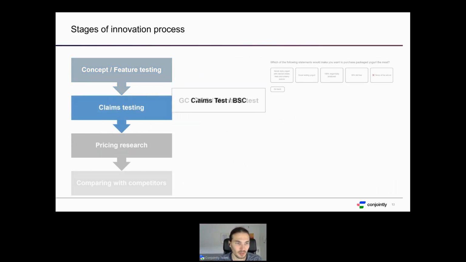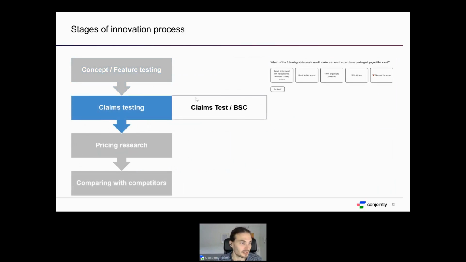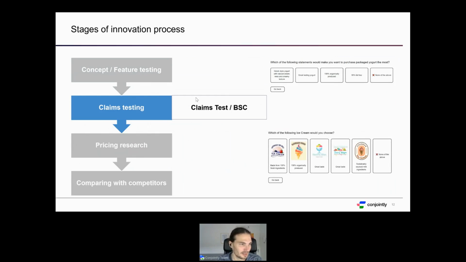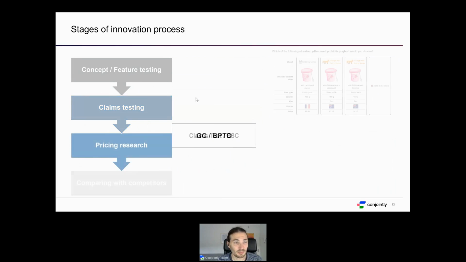Claims testing, figuring out what claims work best. That's typically done with a claims test, which looks like this. Very similar to a conjoint design, slightly different mathematics. So here you can see which of the statements would make you buy something the most. You can also add a brand to this, and then it becomes a brand-specific conjoint. In this case, we have naturally the best, with made from 100% fresh ingredients and so on. That's claims testing. Then we have pricing research.